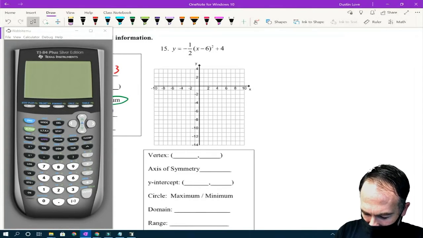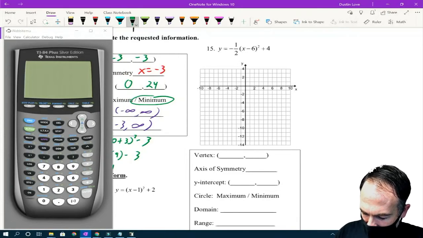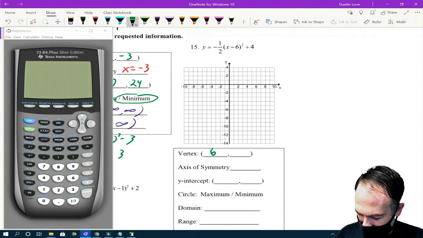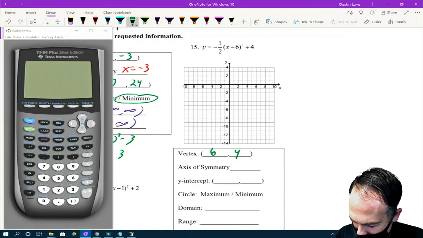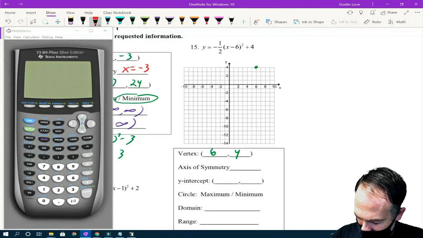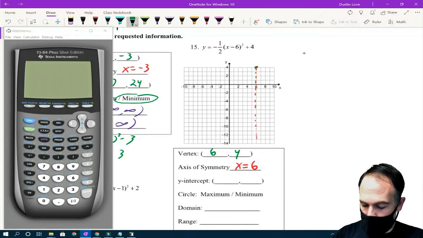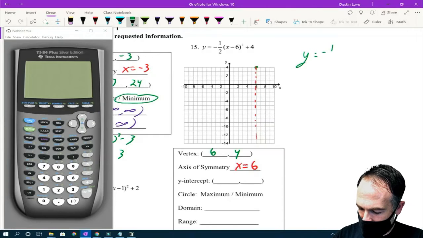Number 15. Vertex, again, change the sign on that 6 to make a positive 6 and a positive 4. 6, 4. Axis of symmetry is going to go straight through there, so it's at x equals 6. Y-intercept, plug in 0.